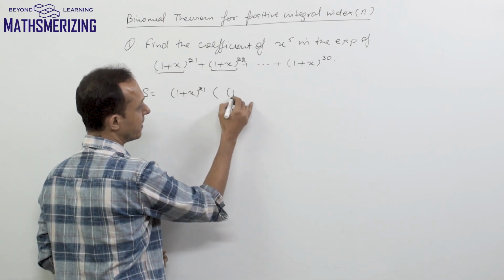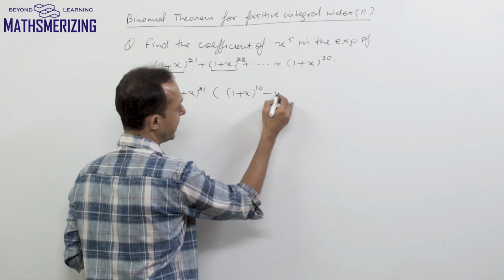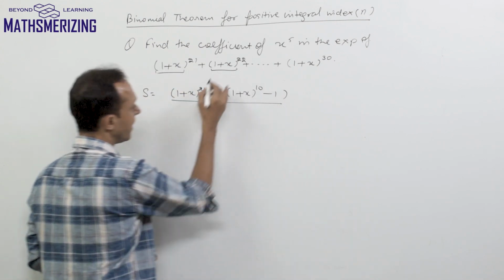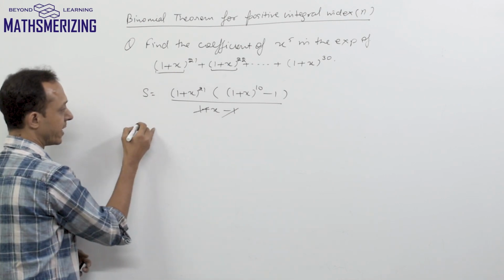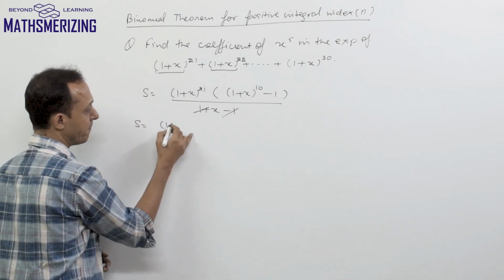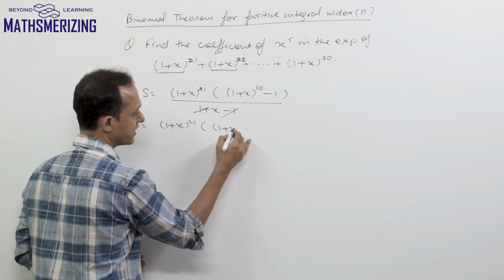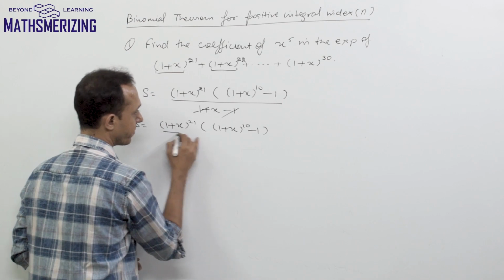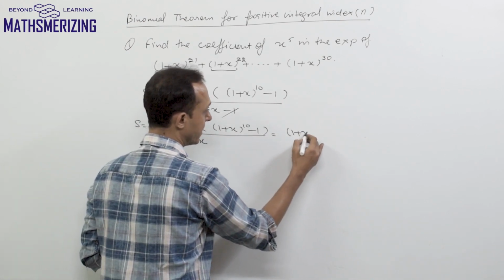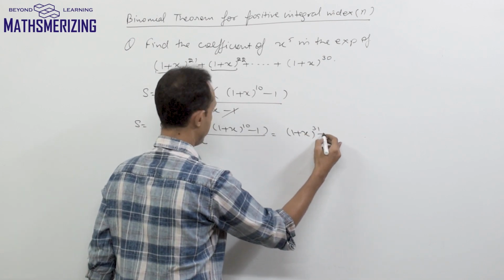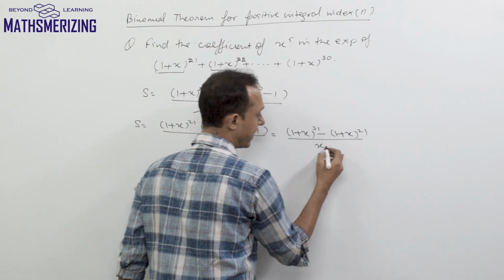What is r? r is 1 plus x, the number of terms is 10, so (r^n minus 1) upon r minus 1, which is 1 plus x minus 1. So you get cancelled. So I can write the series as (1 plus x)^21 into ((1 plus x)^10 minus 1) upon x. If I multiply it also, I can write ((1 plus x)^31 minus (1 plus x)^21) divided by x.